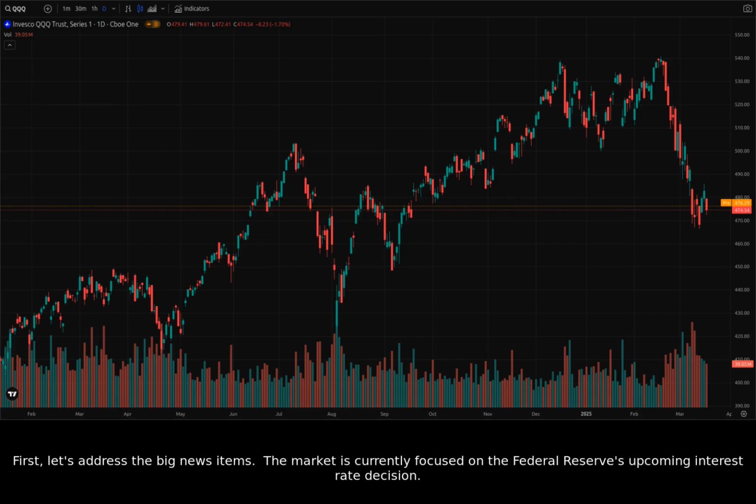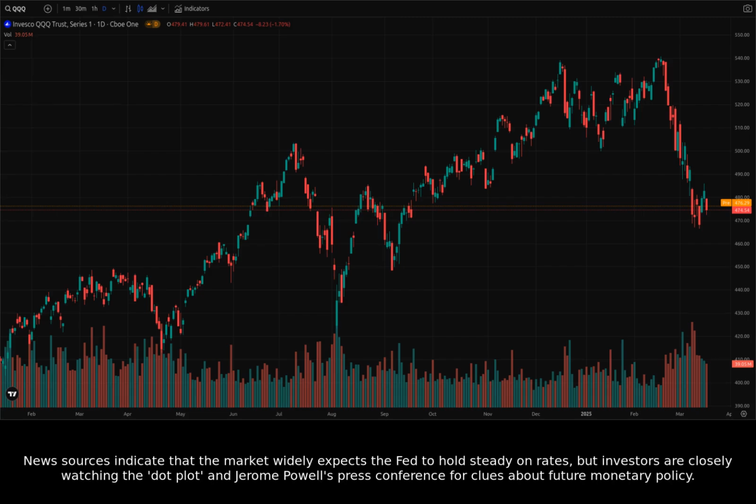The market is currently focused on the Federal Reserve's upcoming interest rate decision. News sources indicate that the market widely expects the Fed to hold steady on rates, but investors are closely watching the dot plot and Jerome Powell's press conference for clues about future monetary policy.